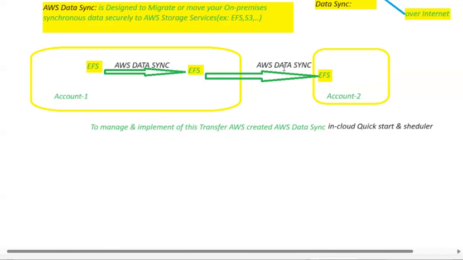So let's see some of the use cases. I have an NFS file system in EC2 and I want to transfer or migrate the data to EFS. Can I migrate? Yes, you can migrate your NFS file system from the EC2 instance to EFS by using this service. Now, let's say I want to replicate. So let's say these two are in the same region. Can I migrate? Yes, I can migrate.